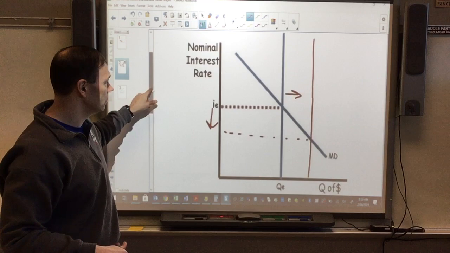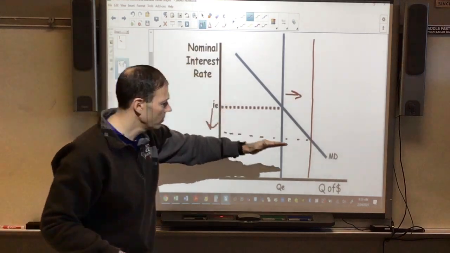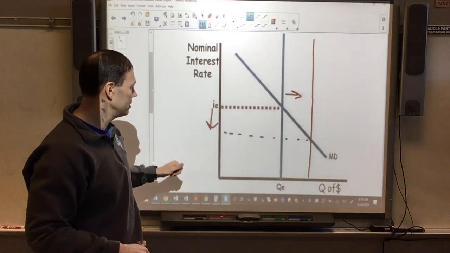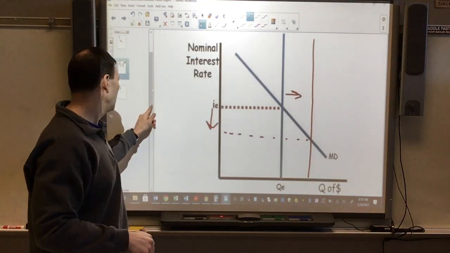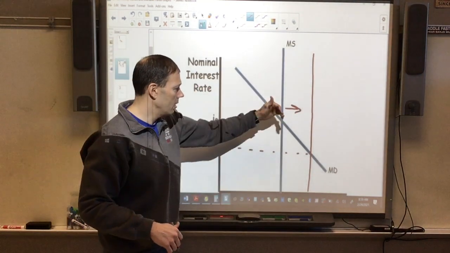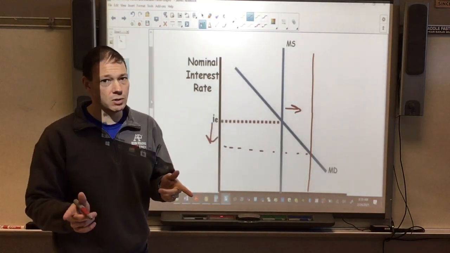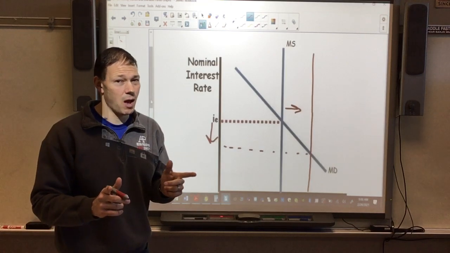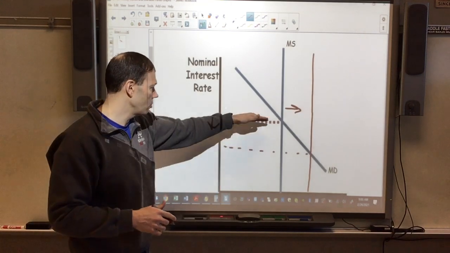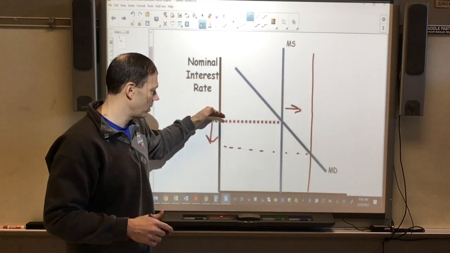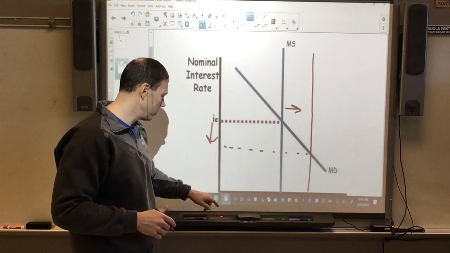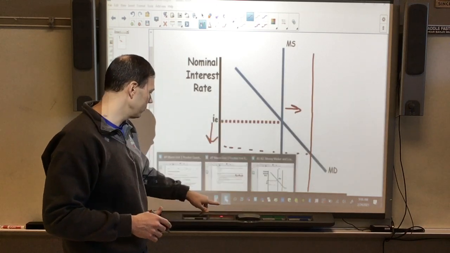Okay, make sure you got your good labels. Nominal interest rate, quantity of money on this axis, of course, money demand and money supply there, and we're going to see a decrease. And again, make sure you label those equilibriums. A couple of y'all on your sheet forgot to draw those little dotted lines showing me this is my original interest rate and here's my new one. So that's what our money market graph looks like.